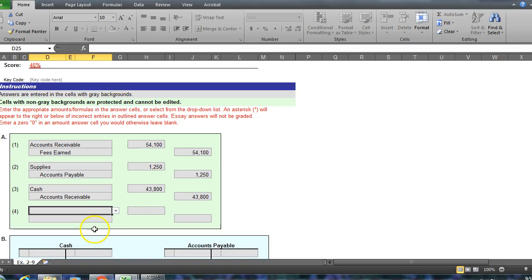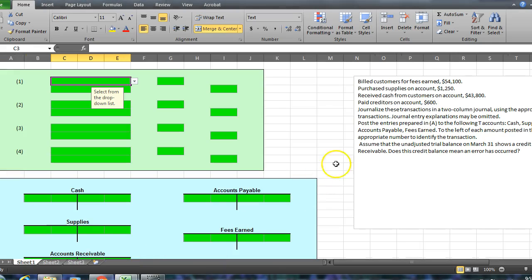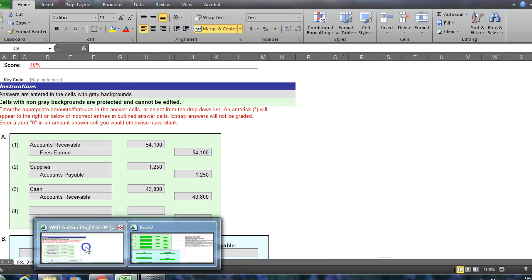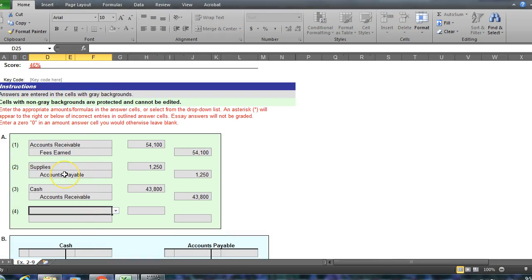So far, so good. Let's do one more entry. The next one says, paid creditors on account, $600. Now, paid is a very important word. When you pay something, you have to assume, in this course, paid means you wrote a check. So you are going to be releasing $600 of cash to a creditor. Now, the creditor, in this case, is the accounts payable.